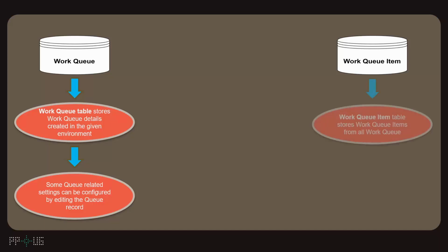So let me explain about work queue items. The work queue item table stores each work queue item which is created in the work queue.